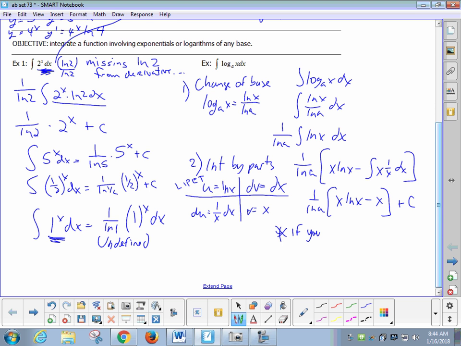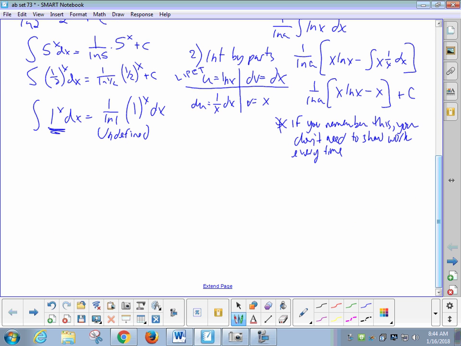Write yourself a note, please. If you remember this, you do not have to show all the work every time. So, for example, if you had log base 7 of x, I would be okay if you went straight to the answer, which is 1 over natural log of 7 times x natural log of x minus x.